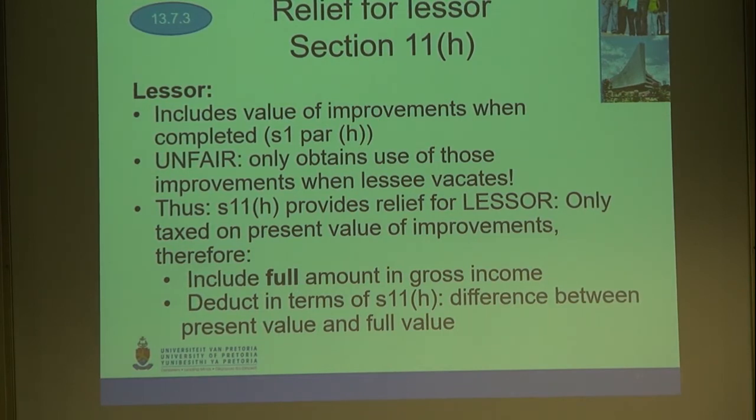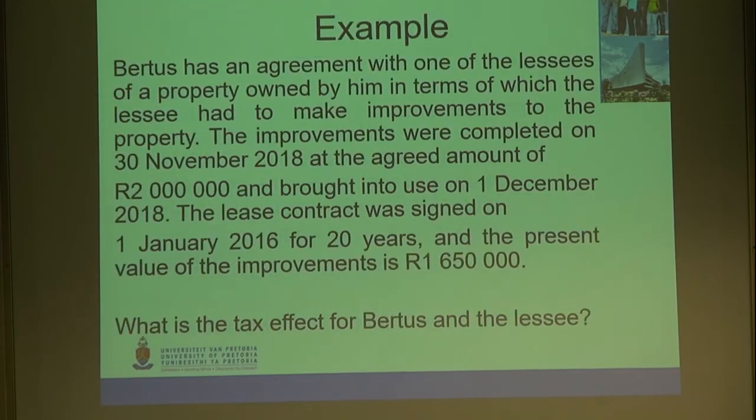Right, so that's how Section 11H works. It's actually very simple. We will give you, either we will say the Section 11H deduction is and give you the deduction amount, or probably more likely is we'll say the present value of this is equal to 800,000 rand. And then you must just work out what the deduction is. Right, so let's just do a very brief example to make sure that we understand.